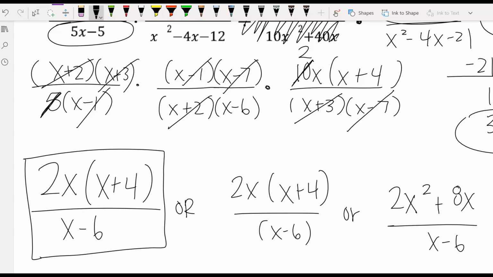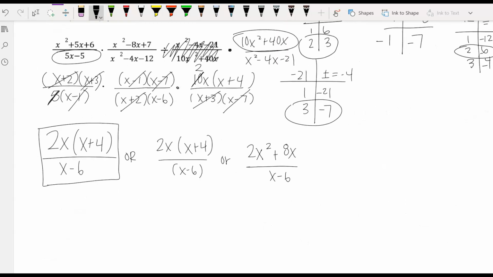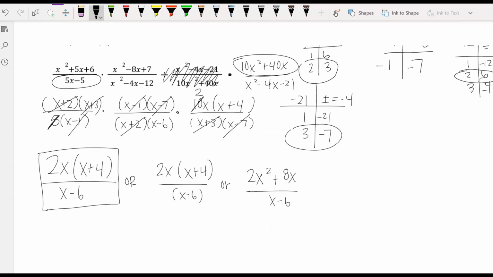Always GCF, then factor, then simplify. So look for your GCFs first, then factor, then simplify. Simplify should be your very last step after you've done everything else.